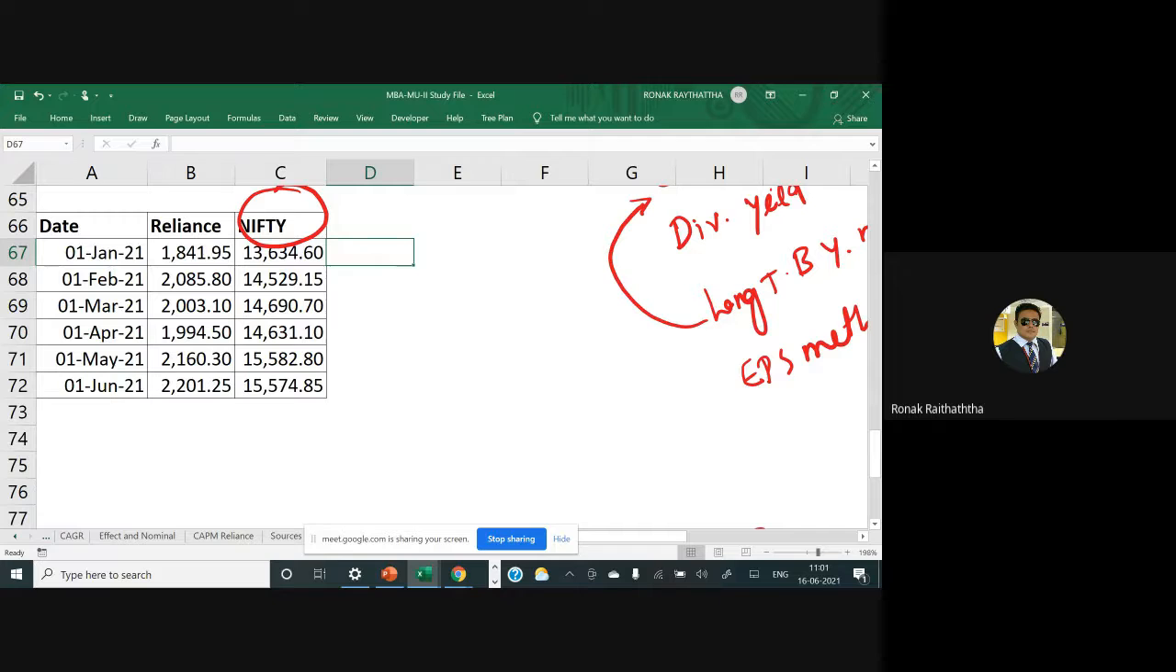Now, we are taking Nifty as the market return. We are assuming that Nifty is considered to be the entire market. And we have the prices of Reliance too. At the end of 1st Jan 2021, the share price of Reliance Industries was 1841. Nifty was 13634. Similarly, at the end of every month, we have prices for Reliance and Nifty. Now, how do we calculate the expected rate of return from Reliance based on this?